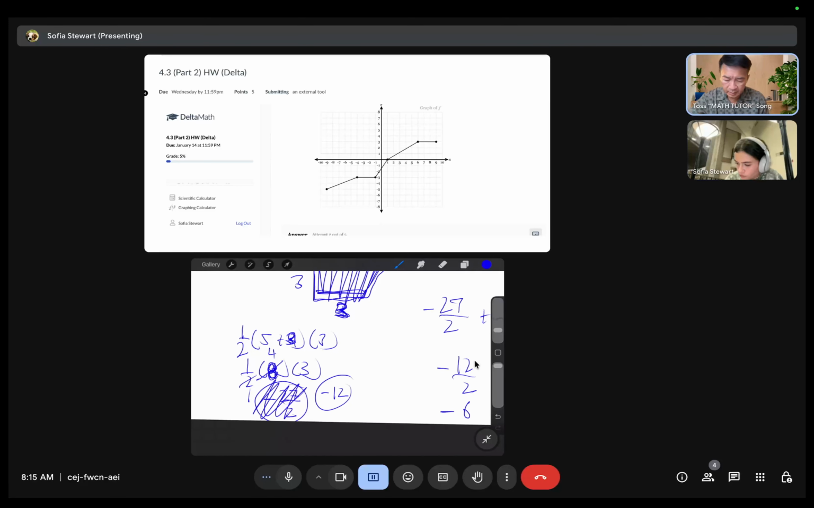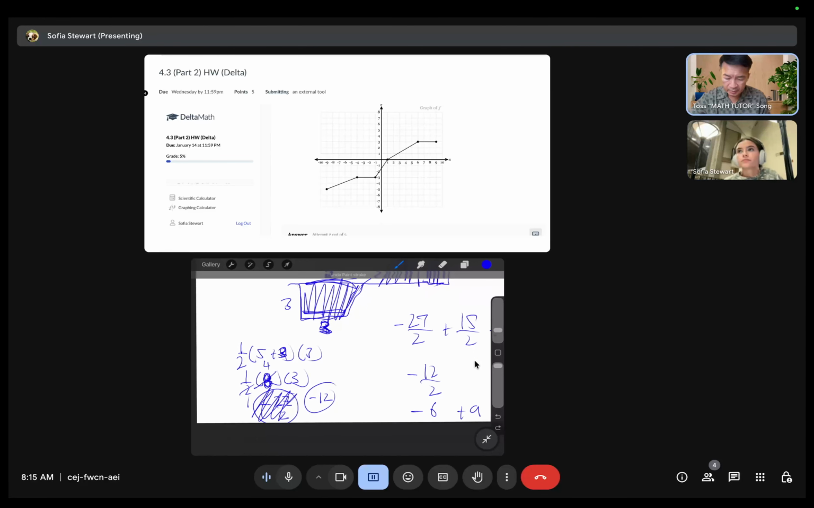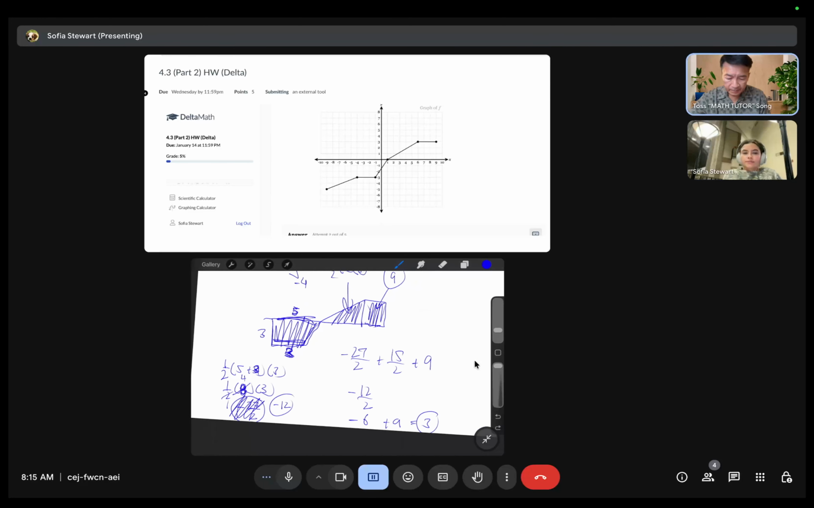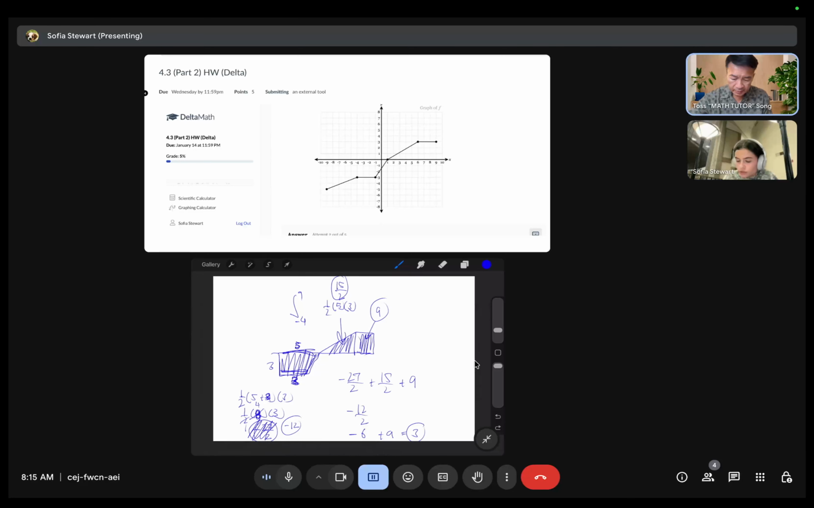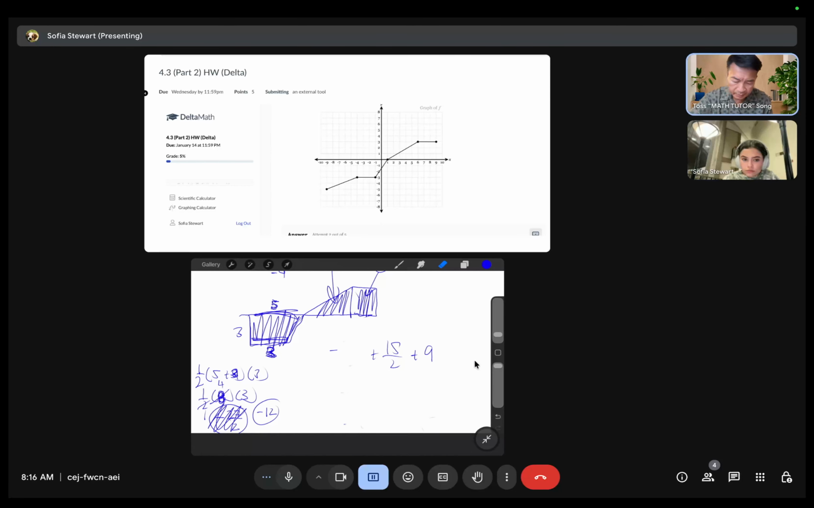Do you see it? I hope you're okay. It's 5 plus 3, which is 8. I thought it was 4 right here. The thing was too small for me. So it's going to be negative 12. Okay, let's start again. It's negative 12 plus 5 halves plus 9. Double check here. 4 times 3, yeah, it's 12.